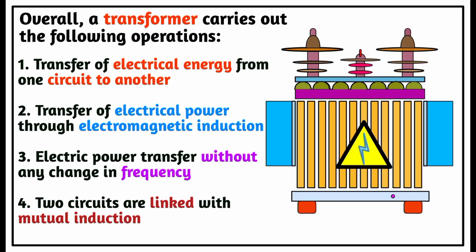Overall, a transformer carries out the following operations. Number 1. Transfer of electric energy from one circuit to another circuit. Transfer of electrical power through electromagnetic induction. Electric power transfer without any change in frequency. Two circuits are linked with mutual induction.